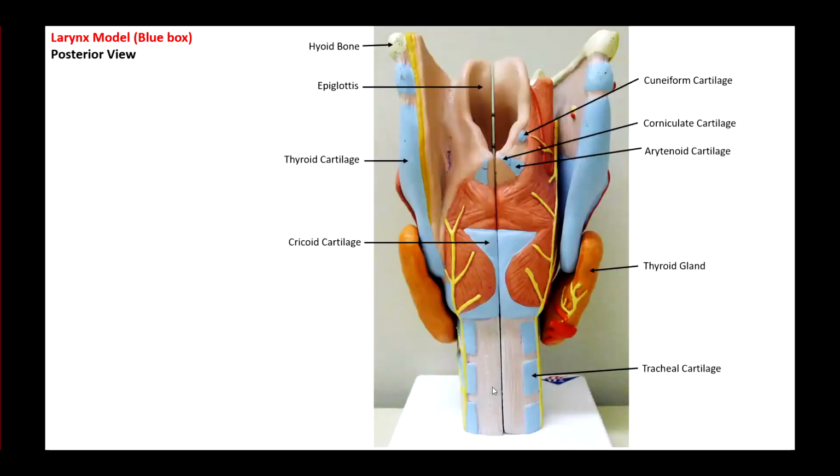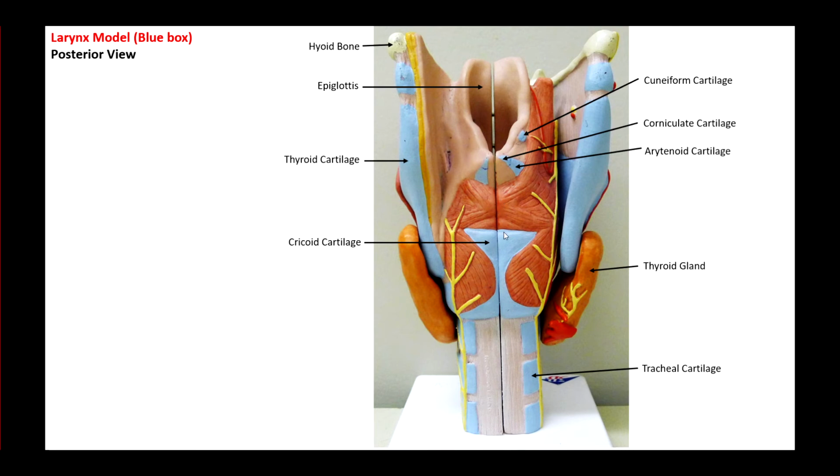Now, if I turn the model around, we get a little bit of a different view. Here's the hyoid bone from the back. This is a good picture of the epiglottis right here. So this is the whole epiglottis. Here we see the thyroid cartilage from the back. Right, remember, it only forms the side wall, so we're seeing the posterior edge of the side wall. Same thing here. Then here's your cricoid cartilage in the back right here.